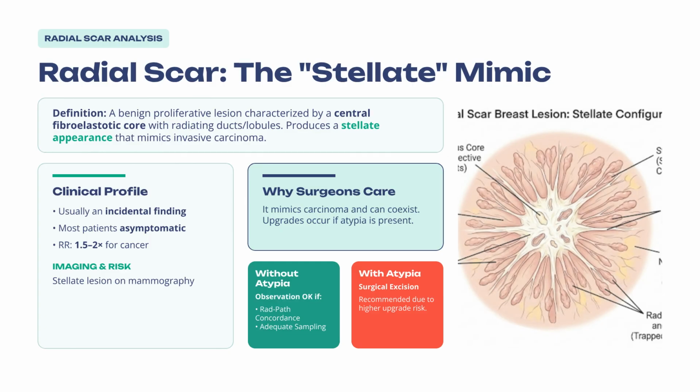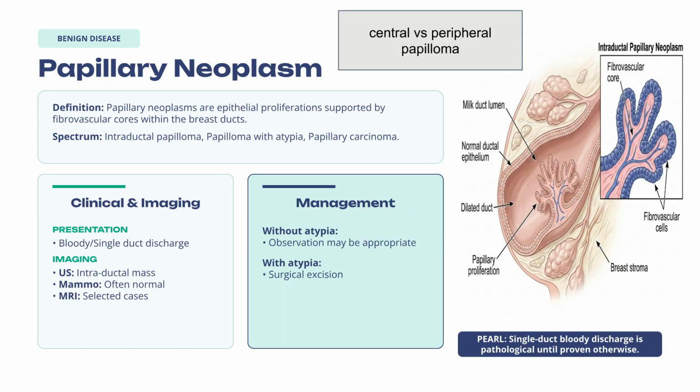Key differences in patient age, growth rate, and histological findings are essential for accurate clinical differentiation. Radial scars are intriguing because they are, quote, stellate mimics on imaging. They consist of a central fibroelastotic core with radiating ducts. While benign, they can look exactly like carcinoma, which is why surgeons remain cautious.